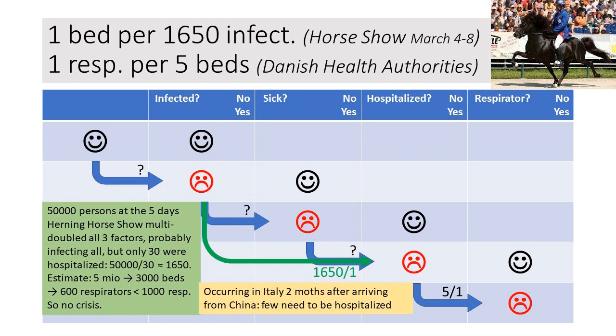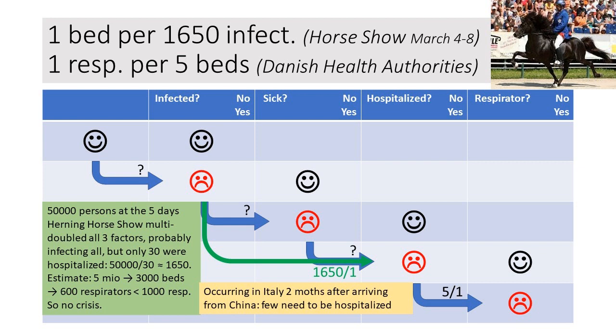Here 50,000 persons were together for 5 days. This means that all 3 infection factors were doubled up several times. This would indicate that all were infected, but only 30 were hospitalized. Therefore, the ratio between the infected and the hospitalized may be estimated to 50,000 to 30, or 1,650 to 1.